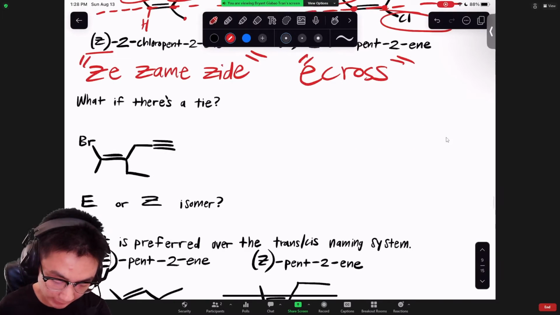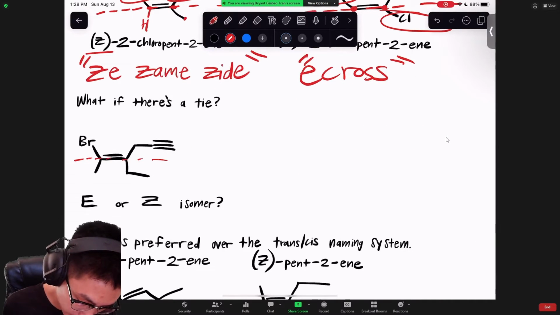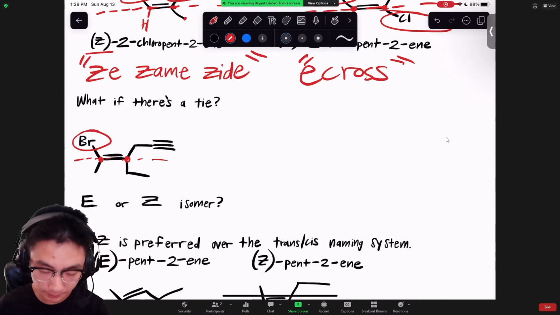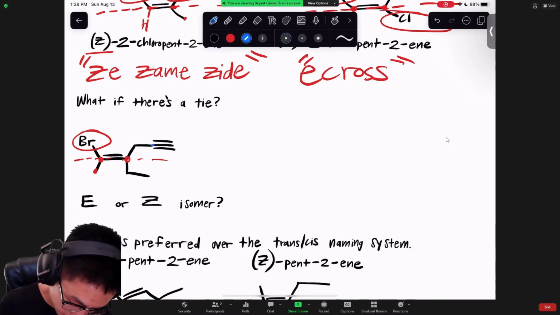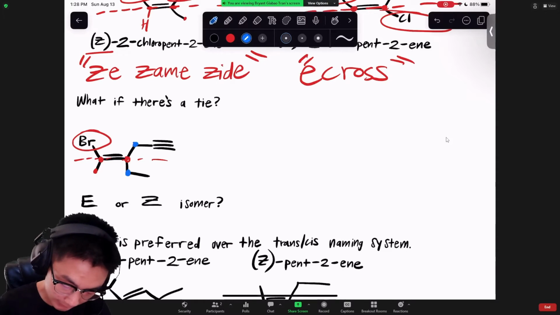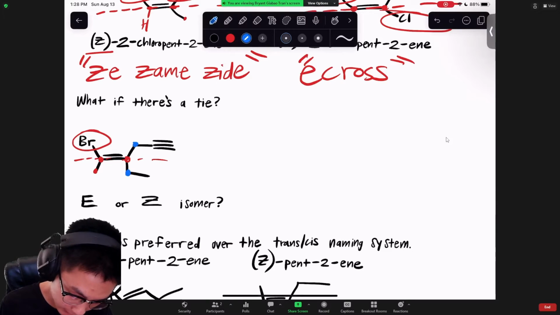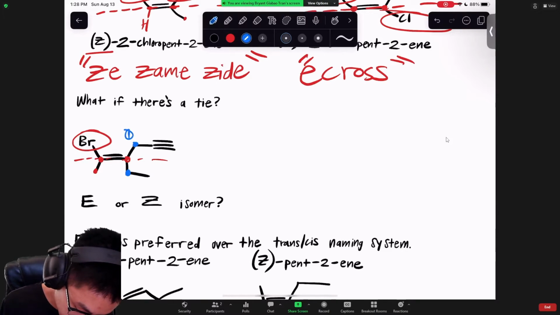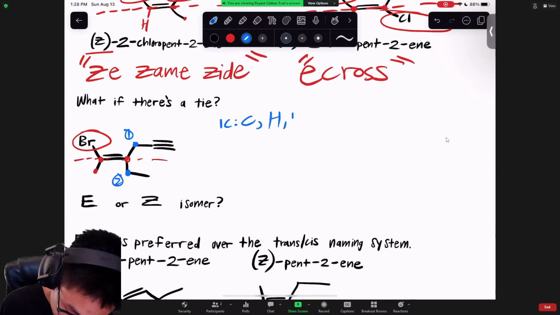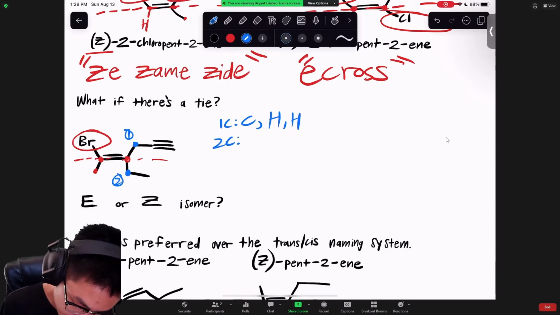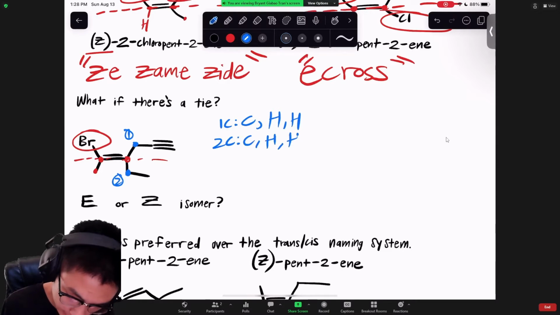So what if there's a tie in the first atom? So let's say we cut through that double bond here. This first atom, we know that this bromine has a higher atomic number than the carbon here, which means that this bromine has a higher priority group. But what about these carbons over here? These carbons have the same atomic number and the same groups attached to them, because let's say this is the first carbon, this is the second carbon. The first carbon is attached to one other carbon and two hydrogens. The second carbon is attached to one other carbon and also two hydrogens. So this is a complete tie.